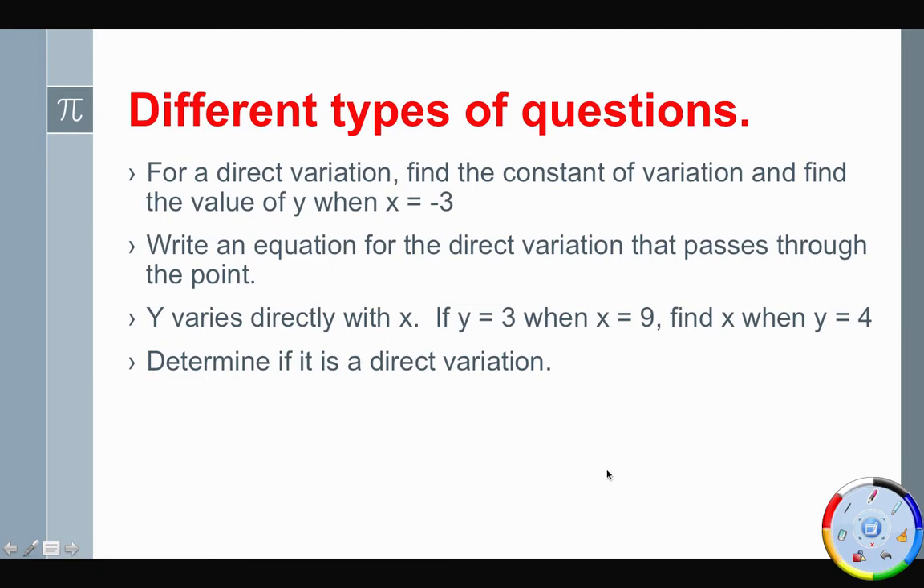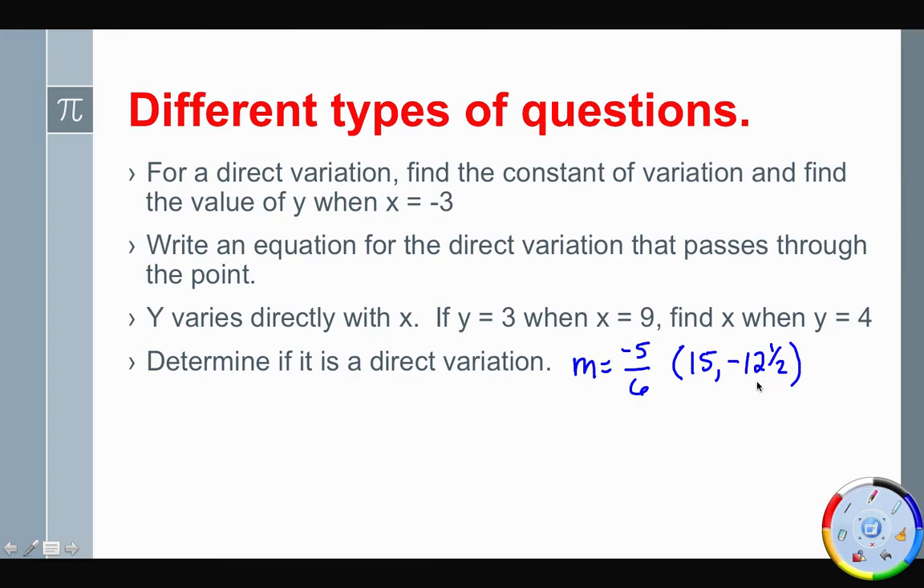Okay, another one here. Determine if it's a direct variation. Let's say m, you're given some slope is -5/6, and you're given a coordinate that looks like this. So the question now is, is this a direct variation?